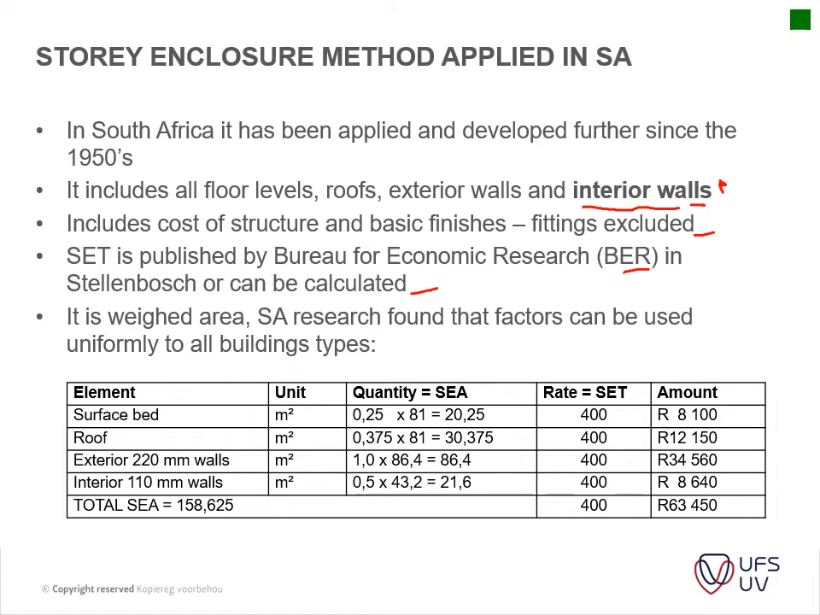Okay, so the following is just an example of how it works. Whenever you measure your surface beds, again you measure your square meter area. So you've got a factor of 0.25 times the total area to get your story enclosure area, and then you've got a story enclosure rate that you multiply your building with. So basically you're calculating here first what contribution the surface beds make to the total cost of the building. Okay, what's the weight of that specific area?